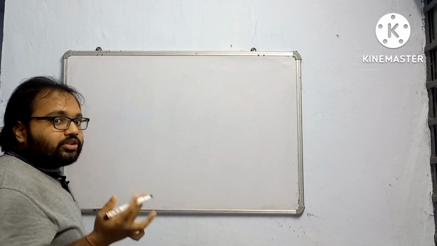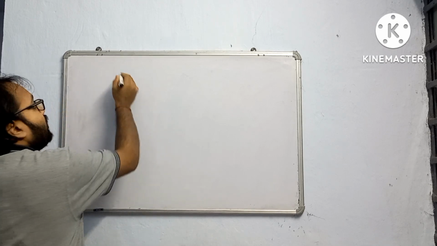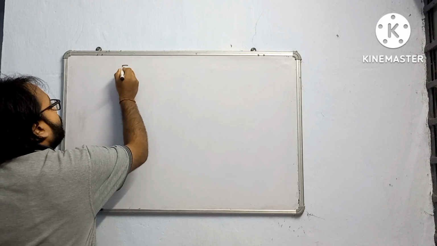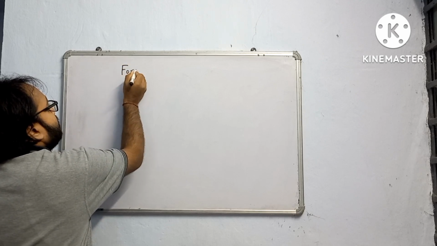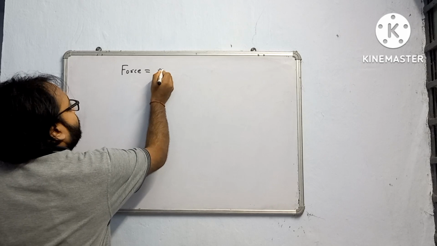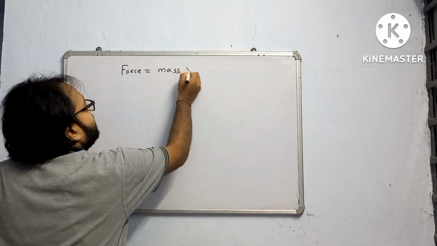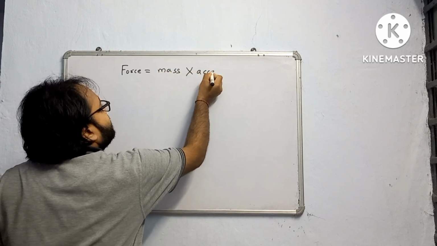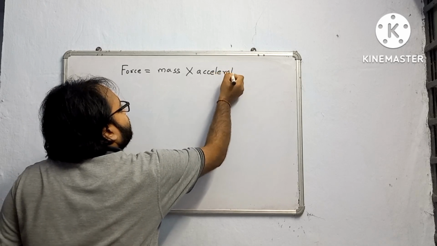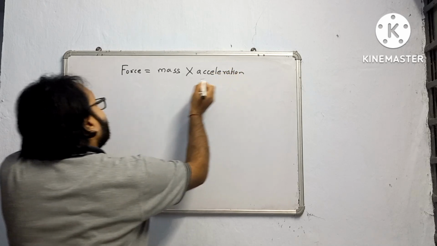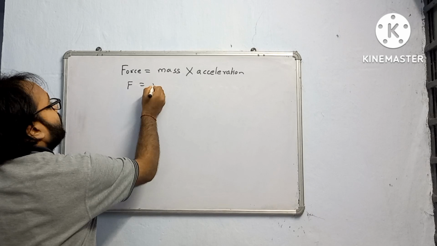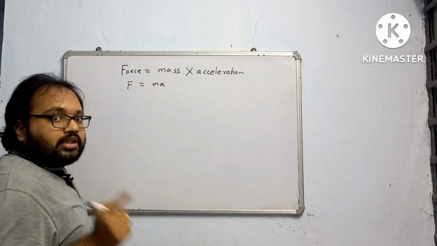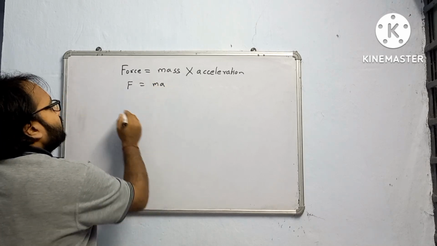We are actually doing revision. You have learned in class 11 and 12, what is force? Force is equal to the mass of the body multiplied by its acceleration. F is equal to ma. M is the mass, a is the acceleration.